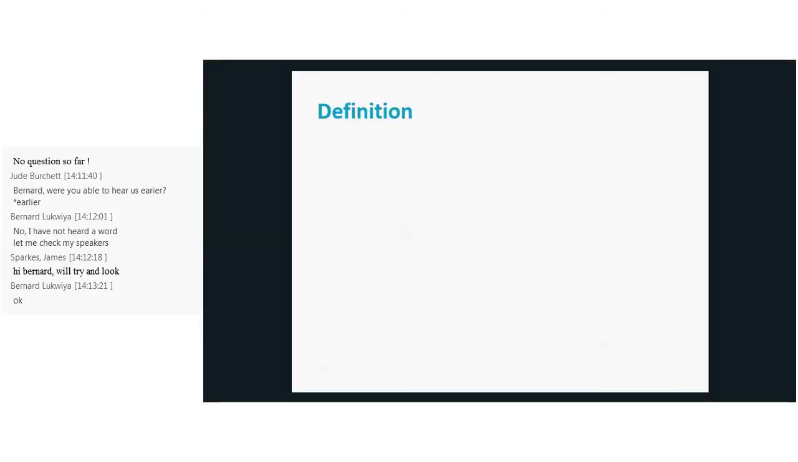How would you define secondary data? You don't have to write a big definition on it, but if you can write some key words in the chat for the next 30 seconds, and Jude will read them back to us.